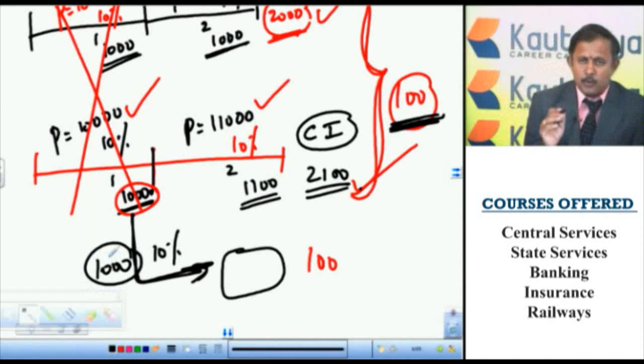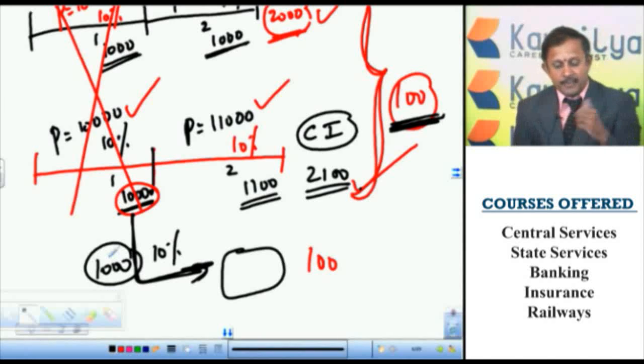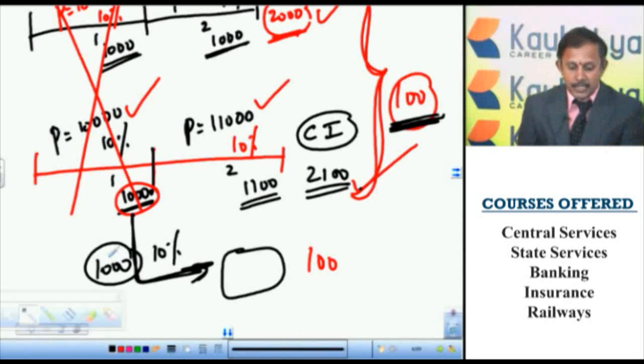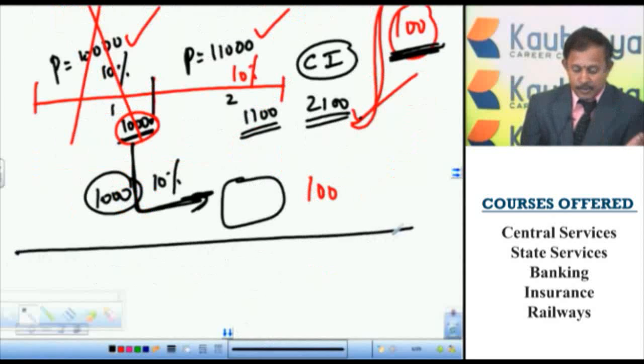So the 2 points you have to remember: in case of simple interest, the principal value remains the same for any number of years. In case of compound interest, the principal value increases periodically. Next, there will be no difference between simple interest and compound interest at the end of the first year or first term. The difference starts from the second term onwards. At the end of 2 years, the difference between compound interest and simple interest is nothing but the interest collected on first year's interest during the second year. So this is the first point. This is the comparison of simple interest and compound interest.